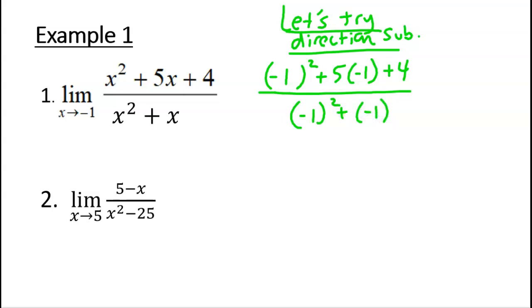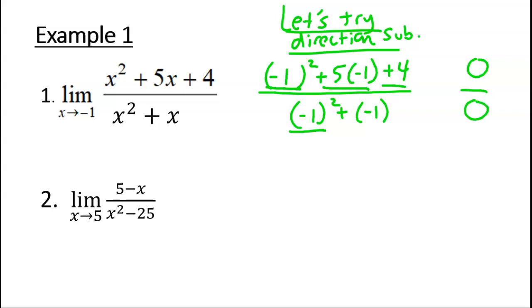And then we're going to simplify it. So I have 1 minus 5, which is negative 4, plus 4, which is 0. Now on the bottom we have negative 1 squared, which is 1, plus a negative 1, which is also 0, and it doesn't exist. It's undefined.